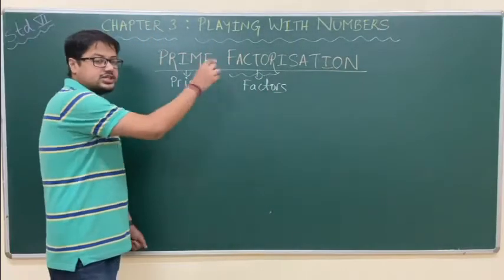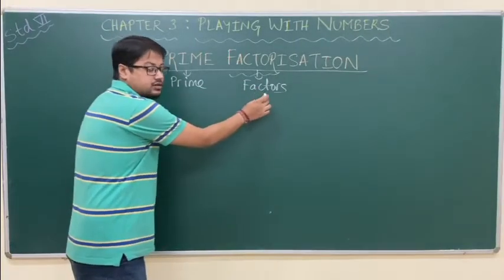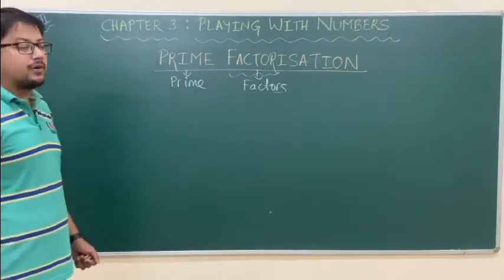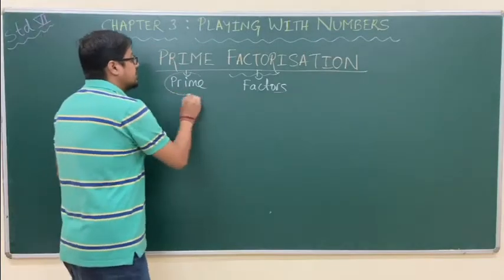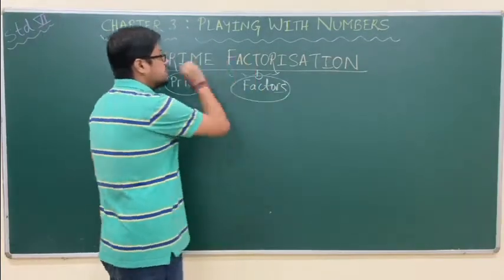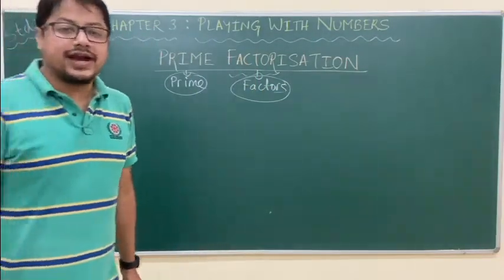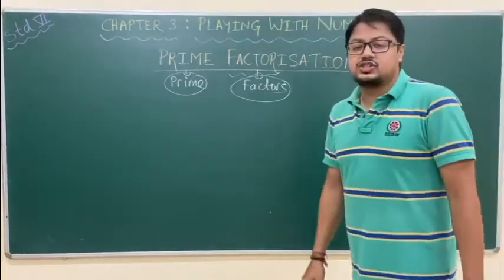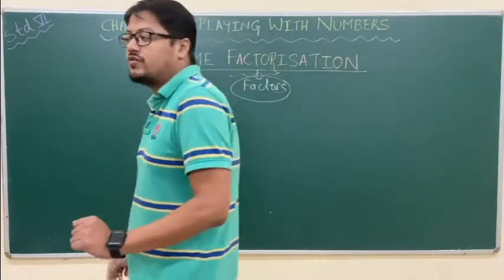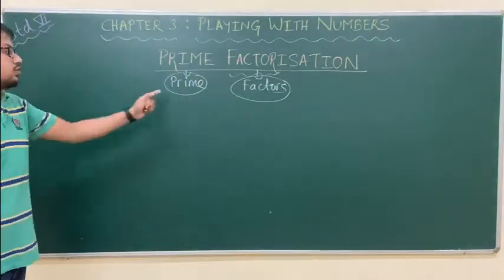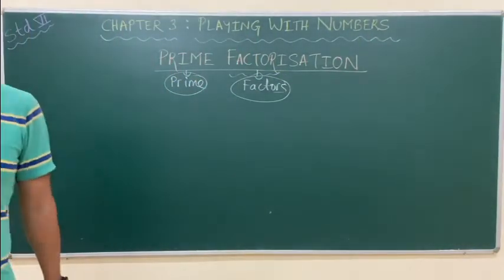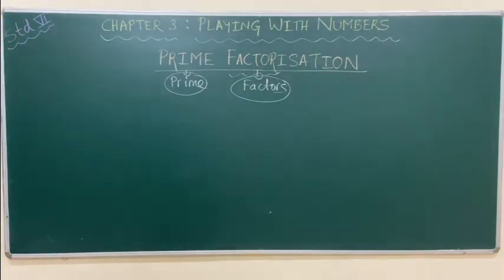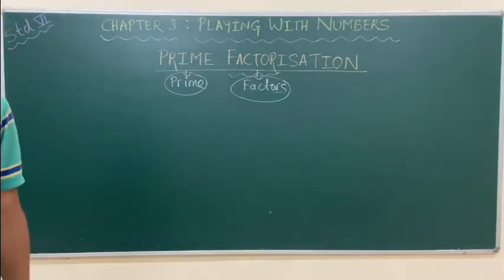So what is the intention of this method? We will find out the factors of any given number only by using prime numbers. That is the meaning of this method, prime factorization method. I again repeat the word. In prime factorization method, we will find out the factors of any given number only by using prime numbers. How? I will mention you the method.